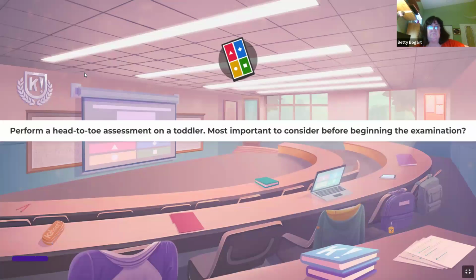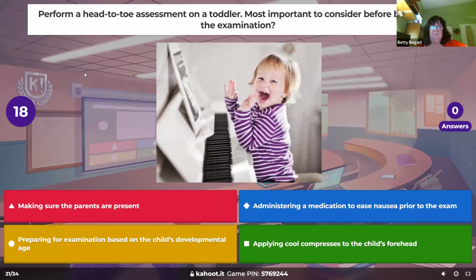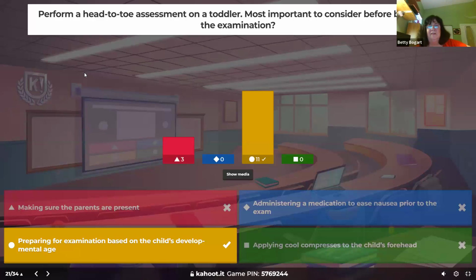Performing a head-to-toe assessment on a toddler, what is most important to consider before beginning the examination? Toddlers ages 1 to 3, probably the most difficult. They just don't like us. All we've done is give them shots and measure them and put them on scales and all different things. It's always based on their developmental level. Very good.